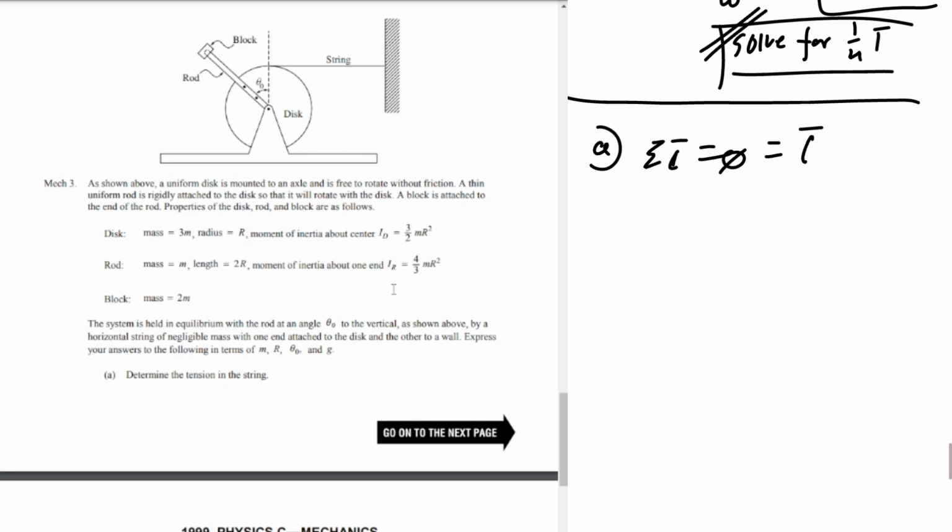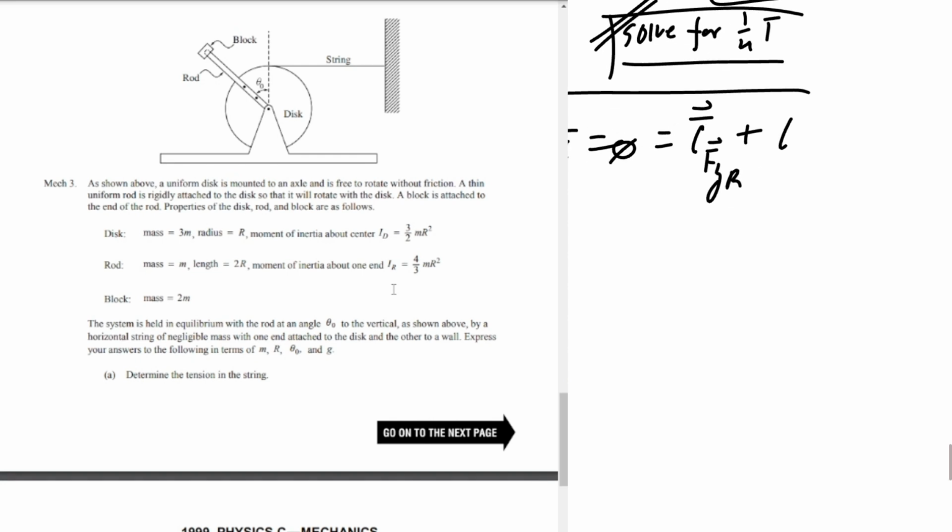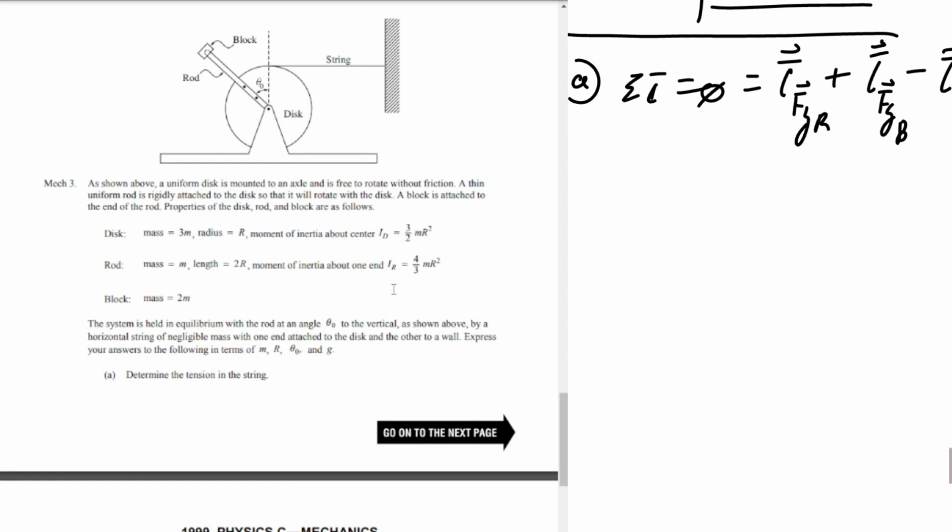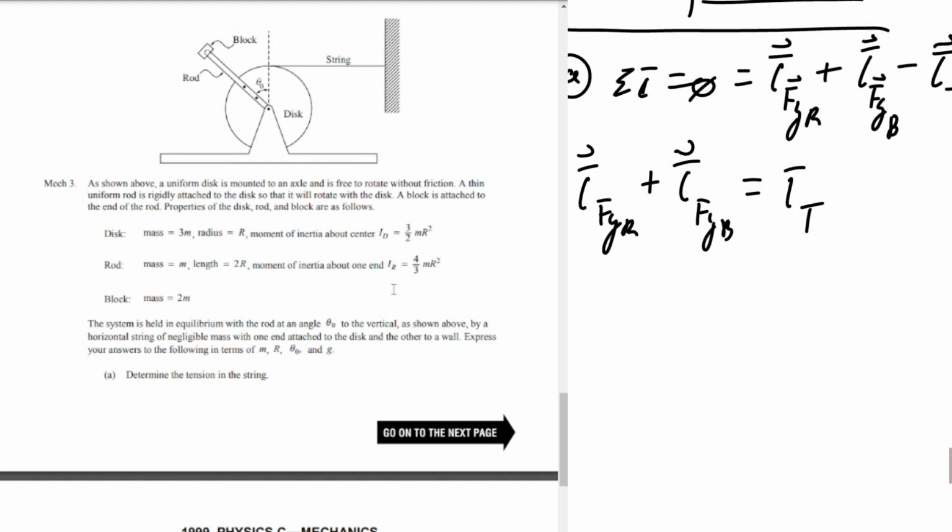So I'm going to say torque, and it's positive because it's counterclockwise. So torque due to the force of gravity of the rod, and I'm going to add that with the torque due to the force of gravity of the block, which also produces a counterclockwise torque, minus the torque due to the force of tension, which all equals 0. So now I can rearrange this: the torque due to the force of gravity of the rod plus the torque due to the force of gravity of the block has to equal the torque due to the force of tension.